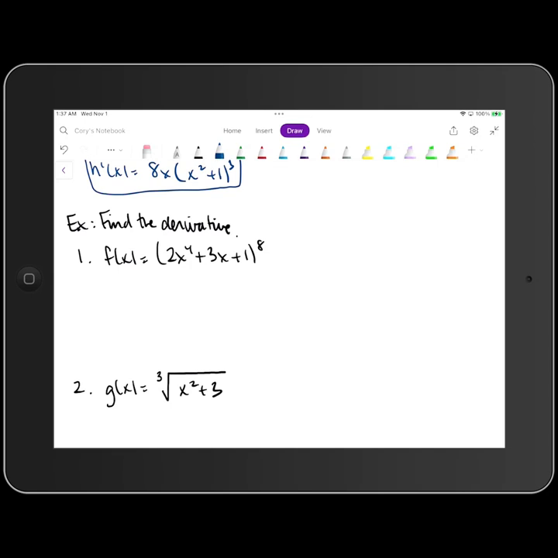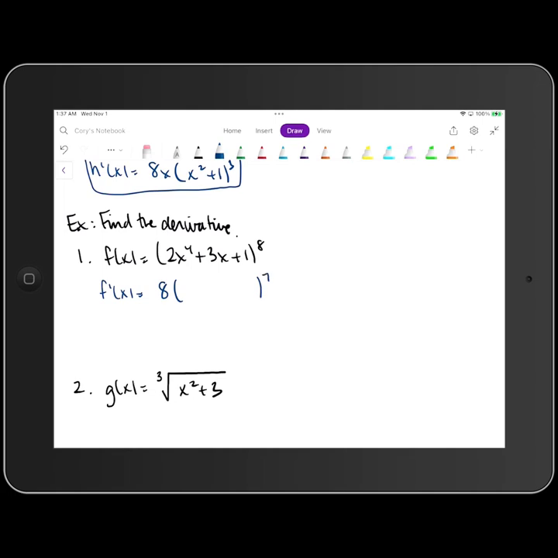Okay, so the directions for these examples ask us to find the derivative. For number 1, we have f of x equal to the quantity 2x to the 4th power plus 3x plus 1, which we are raising to the 8th power. Pretty obviously, that is a composite function. So if we're going to take the derivative of this using chain rule, the outer function in the composition is x to the 8th power. The derivative of that is 8x to the 7th power.